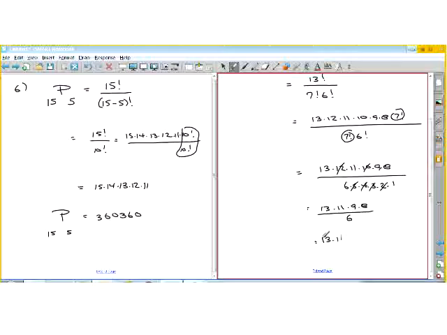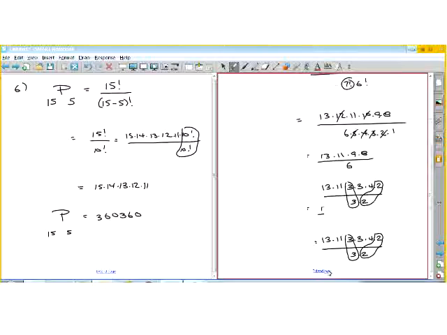We're going to have 13 times 11 times 3 times 3, times 8, divided by 3 times 2. 8 is 4 times 2, and 6 is 3 times 2, so I'm breaking these up. This group together is 1, and this group together is 1. So all I'm left with now is 13 times 11 times 3 times 4, which is 1,716. So that's 13 things taken 6 at a time.